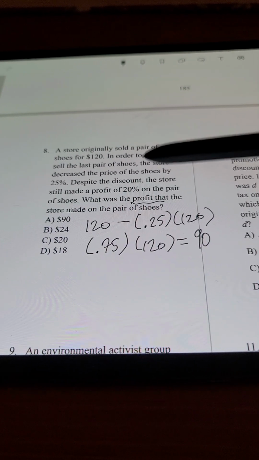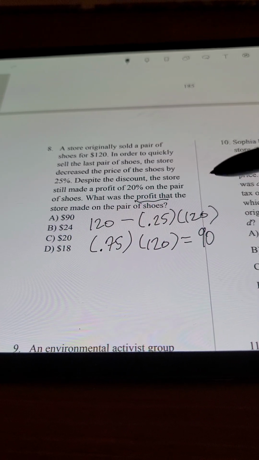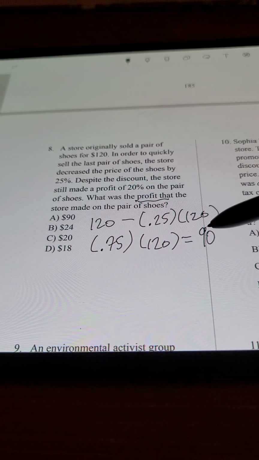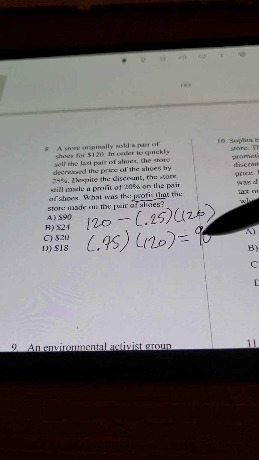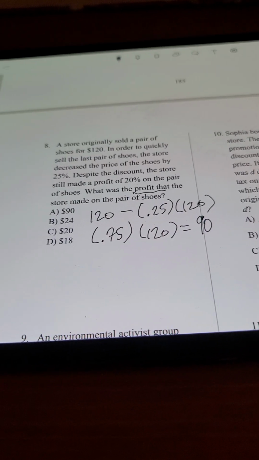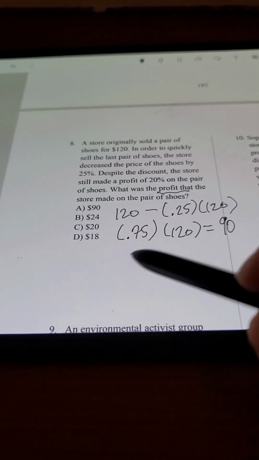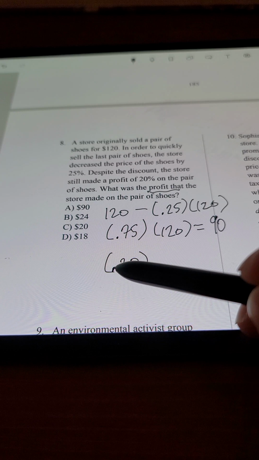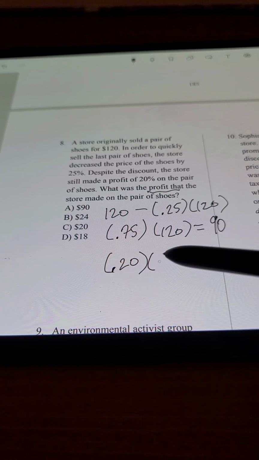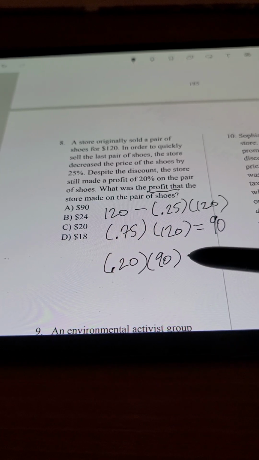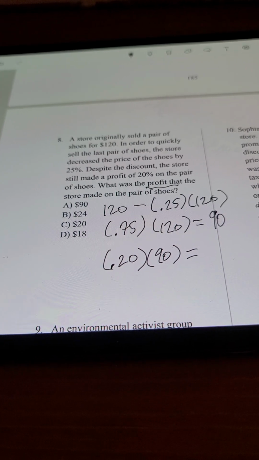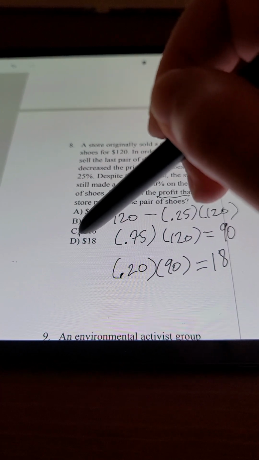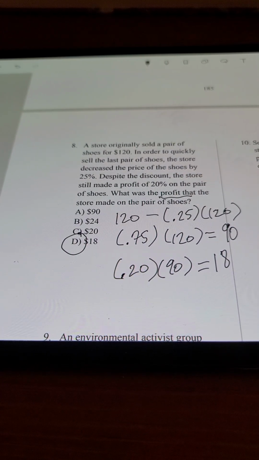Now, it says that they made a profit of 20% on the pair of shoes. So they're selling it right now with the discount on the original price, and now it's being sold for $90. They're making a profit of 20%. So we would do 20%, or 0.20, of 90. So 0.20 times 90, and that would tell us the profit. When you plug that in, you get 18. $18 is the profit. So it's D.